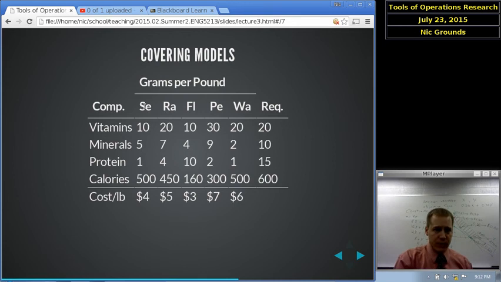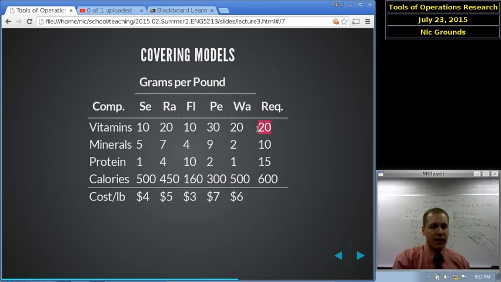So we have our 5 ingredients: seeds, raisins, flakes, pecans, and walnuts. We know how many grams of the different nutritional things, vitamins, minerals, protein, and calories, exist per pound of those ingredients. So for a pound of seeds, sunflower seeds, I guess, you'd get 10 grams of vitamins. You'd get 5 grams of minerals. You'd get 1 gram of protein. For 1 pound of raisins, you get 20 grams of vitamins, right? More minerals, more protein, and so forth.